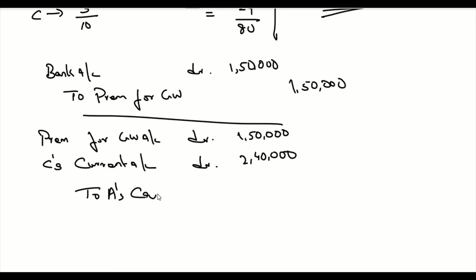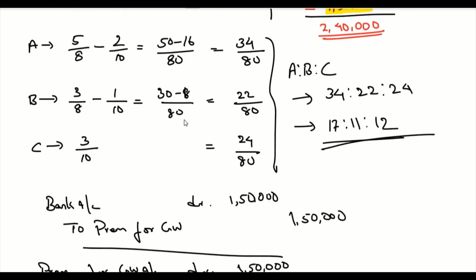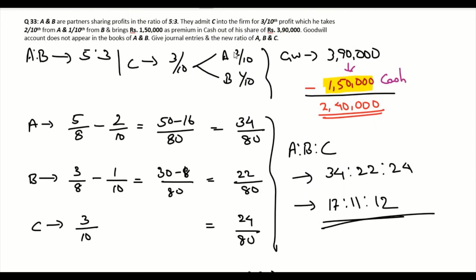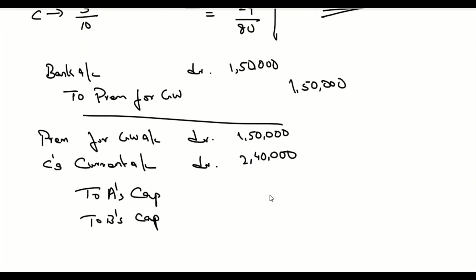So A's capital to B's capital. And this has to be in their sacrificing ratio. Sacrificing ratio we already have. A is sacrificing 2/10 and B is sacrificing 1/10. So the sacrificing ratio is 2:1. So it's going to be 2,60,000 and 1,30,000. So question number 33 is completed.